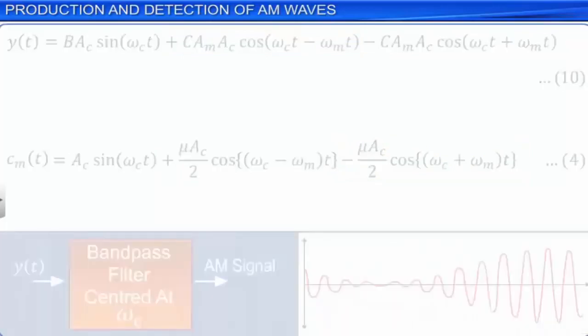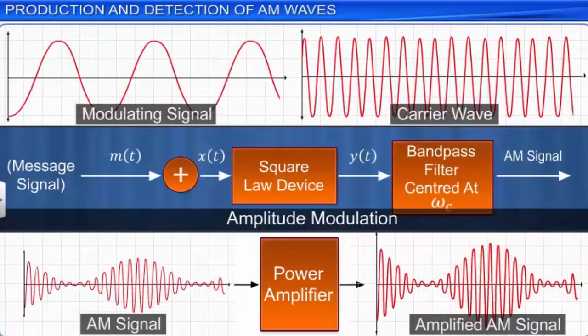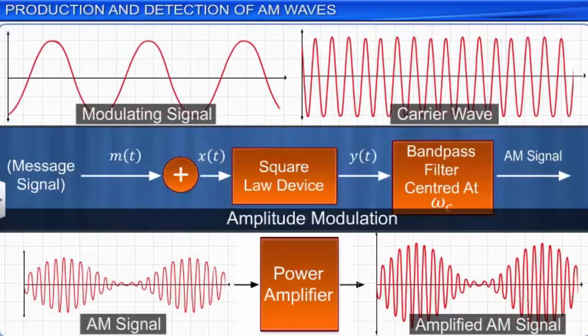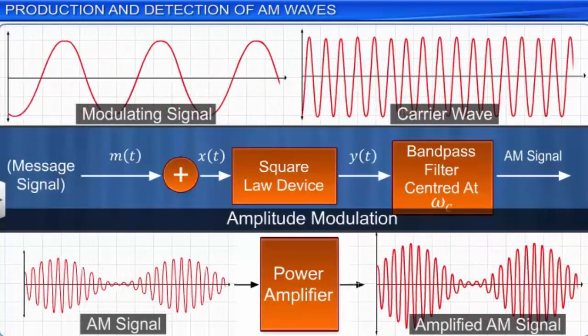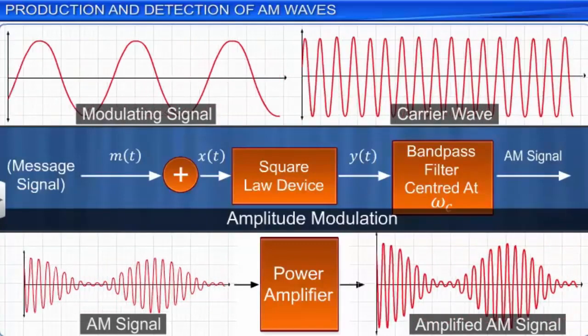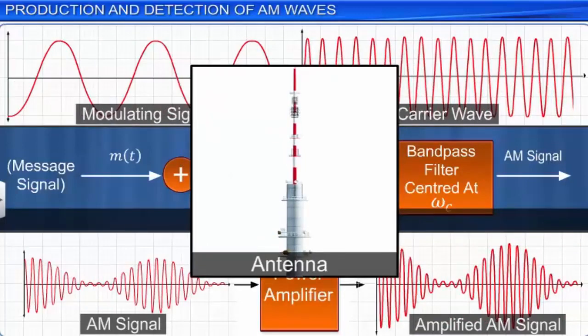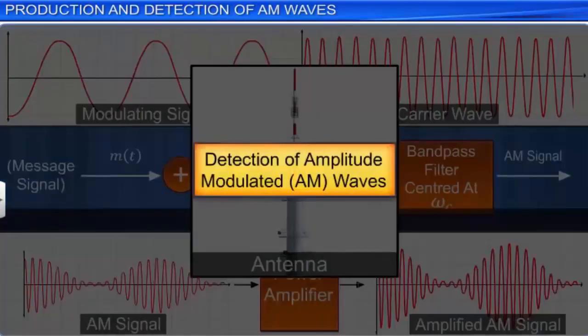The amplitude modulated signal is then passed through a power amplifier that provides it the necessary power to account for attenuation and satisfactory transmission over a desired range. The power amplified amplitude modulated signal is then transmitted using an antenna of appropriate size depending on the wavelength of the AM signal. Now let us discuss the detection of amplitude modulated waves that involves receiving of the AM signal by a receiver and demodulation of the AM signal to reconstruct the original modulating signal.